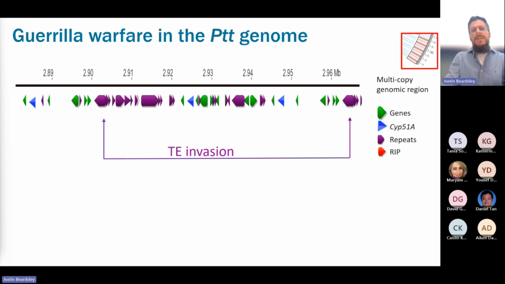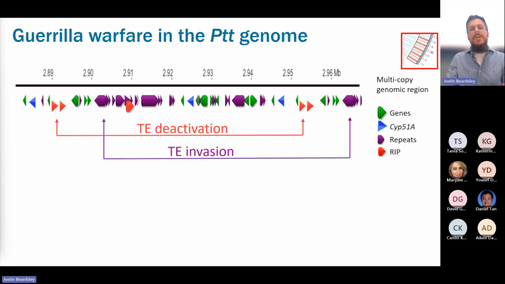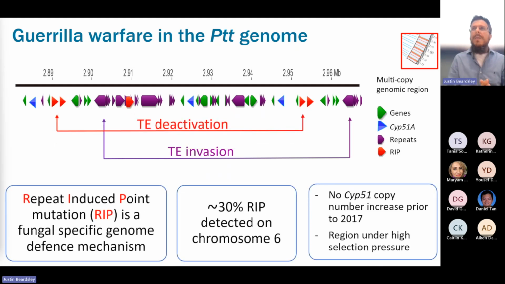And then we've got this transposon invasion, right? All over the place. You can see that is quite important. And at the same time, the organism is just trying to block that, right? Because too much of this transposon invasion is not good. So there is some RIP happening as well, around 30%. Remember, RIP is this mechanism to inactivate transposon elements.